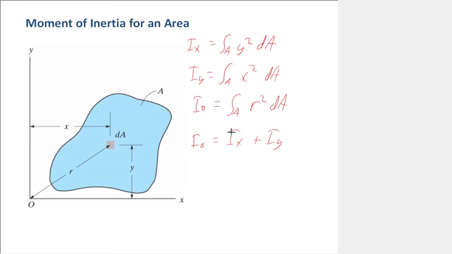That shouldn't be too confusing because we know that x squared plus y squared is going to be equal to r squared. Right? If we had this triangle right here, this would be x, this would be y, and that's r. So if we put integral over the area of x squared dA plus the integral over the area of y squared dA, that's going to be equal to the integral over the area of r squared dA. Just using the Pythagorean theorem.